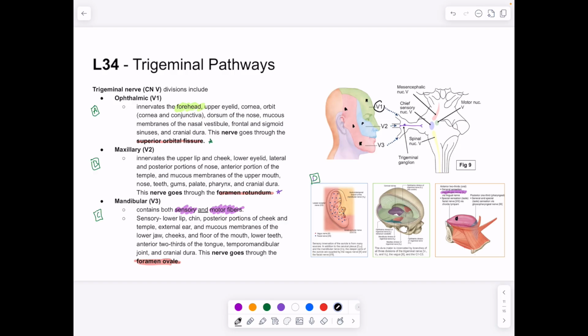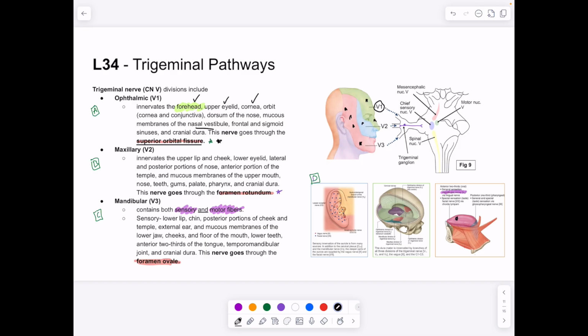You have V1, which is ophthalmic, which you think, okay, eye: forehead, upper eyelid, cornea, part of the nose, right, this whole region, mucous membrane of the nasal vestibule, right, so nose, frontal and sphenoid sinuses, cranial dura, and then specifically we're told to know this. This goes through the superior orbital fissure. All right, so ophthalmic, V1, and then superior orbital fissure.